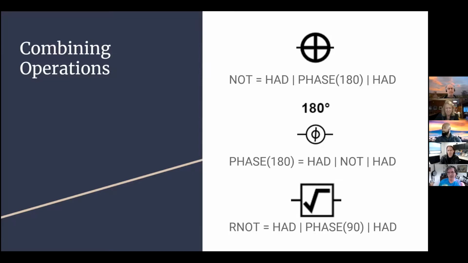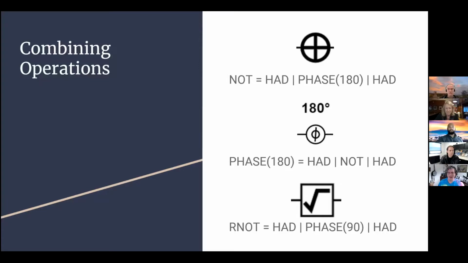And what I find interesting is we can take an R naught, and that's a had phase 90 had. So if we think about, okay, we do an R naught twice, and it's the same thing as a not, we're basically doing a phase 90 and another phase 90, which gives us a phase 180, but with hads mixed around in between. So it's kind of half of a not. So this is actually helpful, seeing how something can be broken down into a phase, because now I can see that phase 90 is half of a phase 180 as far as the relative angles are concerned.